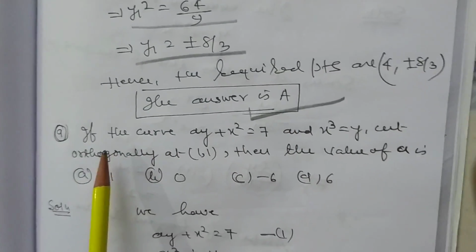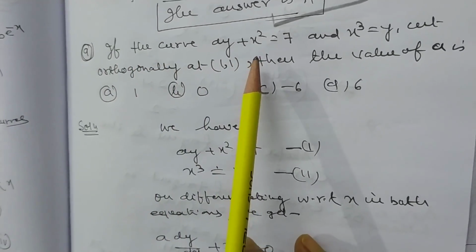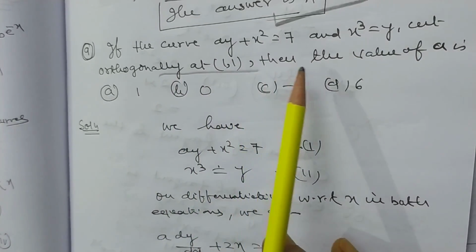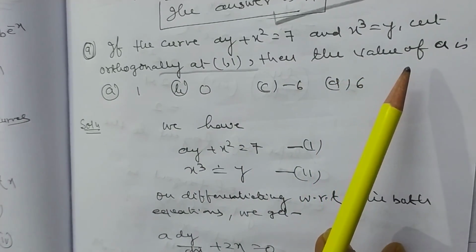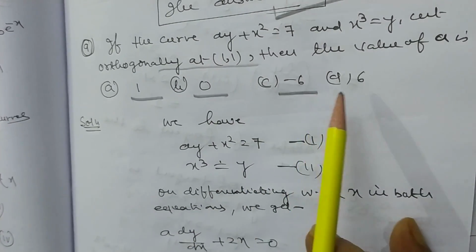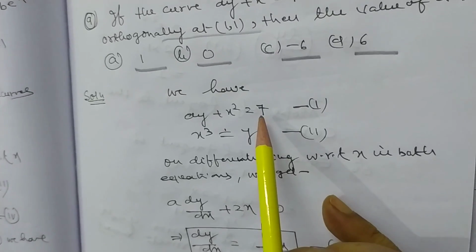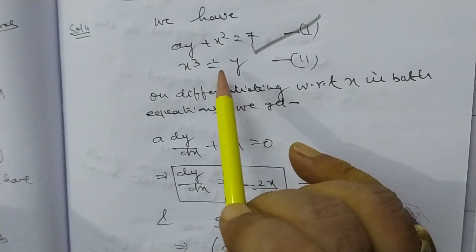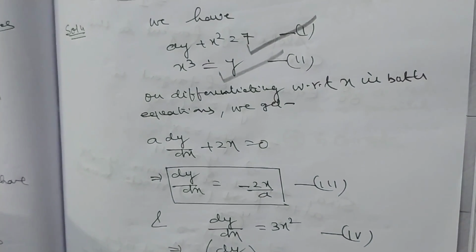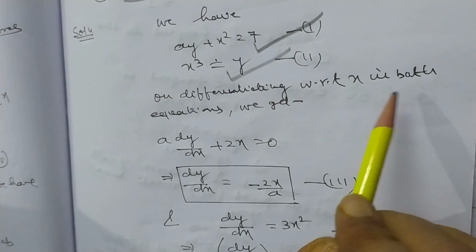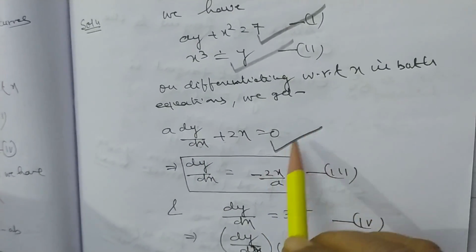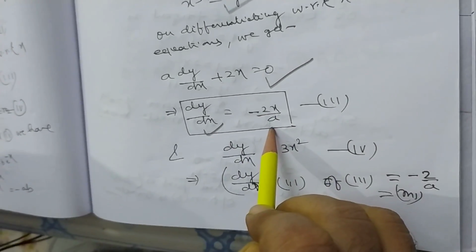Now we want to discuss problem number 9. If the curves ay plus x square is equal to 7 and x cube is equal to y cut orthogonally at 1, 1, then the value of a is 1, 0, minus 6, 6. We have ay plus x square is equal to 7. This is the first equation, and x cube is equal to y, the second equation. On differentiating with respect to x in both equations, we get a into dy by dx plus 2x is equal to 0. So dy by dx is equal to minus 2x by a.